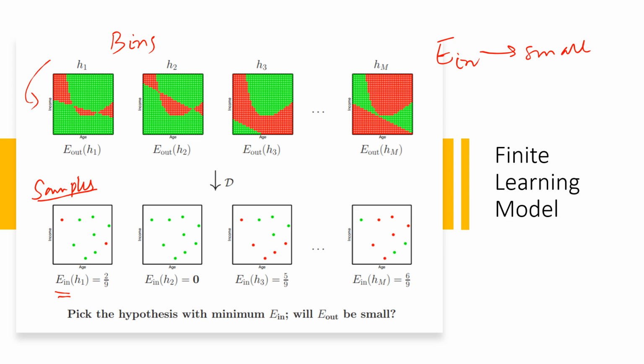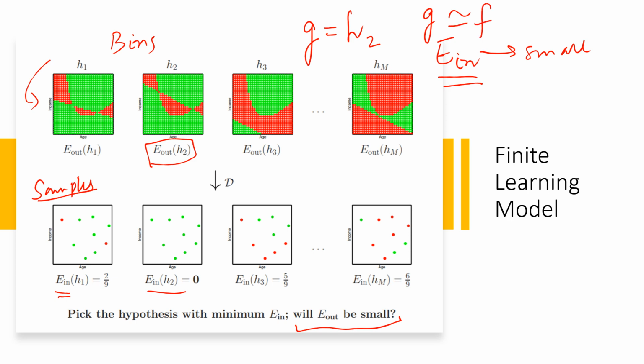Now, because my E_in is really small, can I say that E_out will also be small? Well, if we look at this, can we say that the probability of picking a red marble is also 0 in this case? I don't think so, right? That's not really the case. So basically, if my g, the hypothesis that I finally picked, is h2, because h2 gave me this 0, are we able to certify that this g is the real approximation of my target function? We won't be able to conclude that, right?